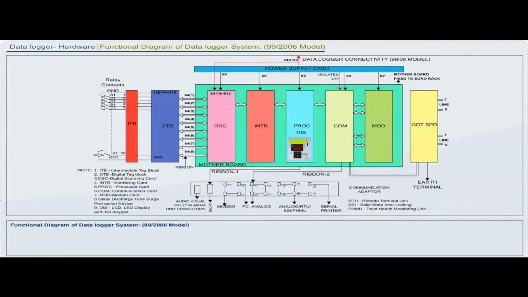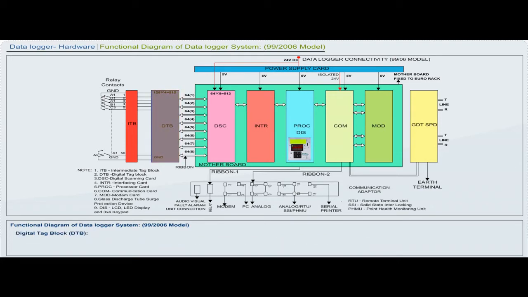Functional diagram of data logger system 99/2006 model. Intermediate tag block, ITB. The relay contacts are terminated on this block. It supplies inputs and common ground to digital tag block of data logger.